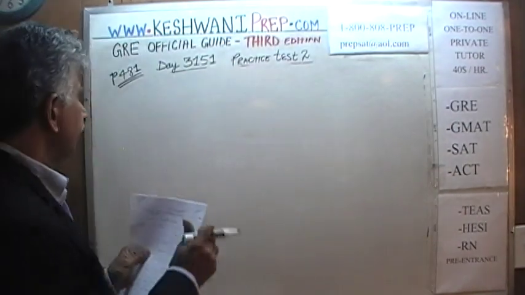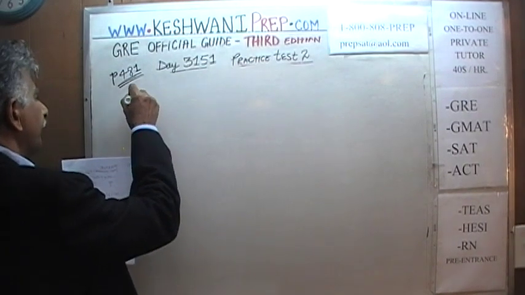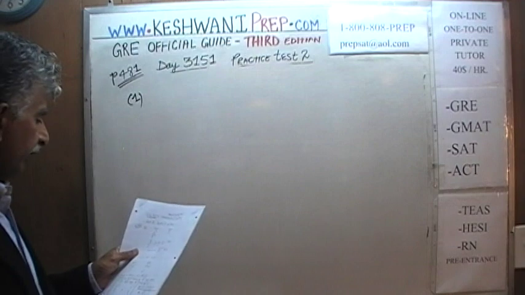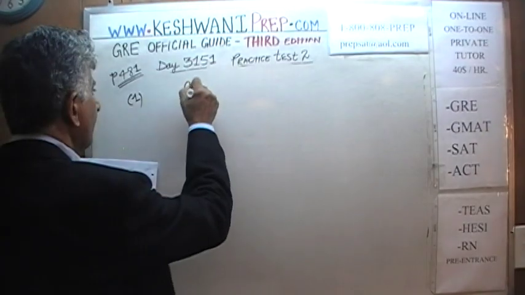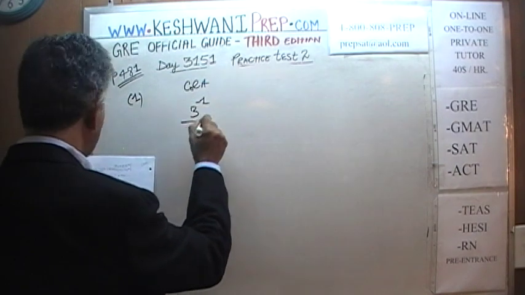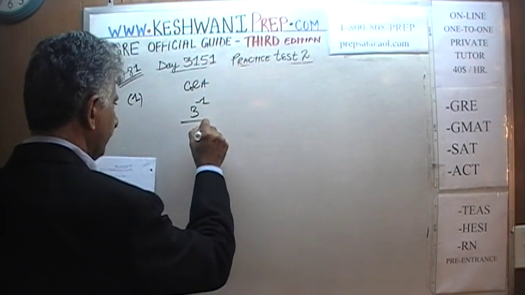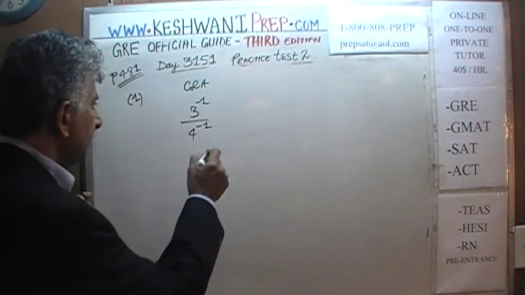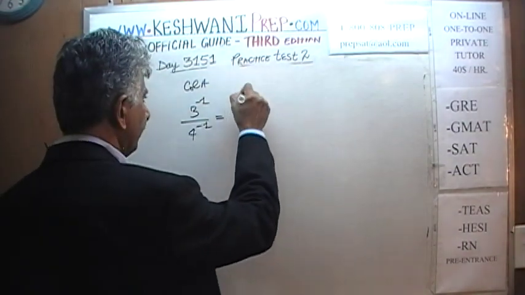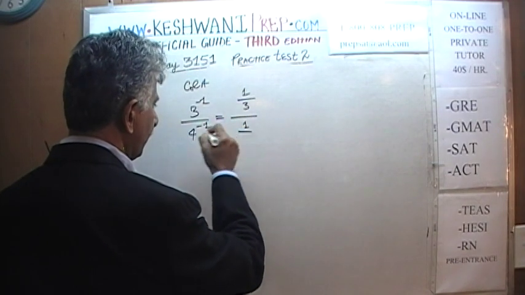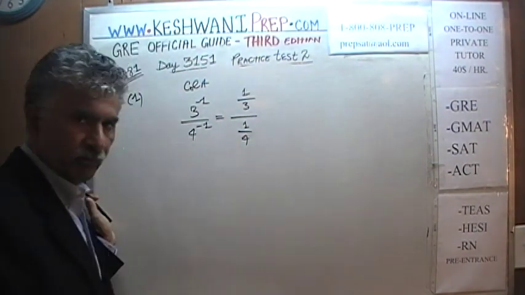Here's the first question. Make sure the book is in front of you and turn to page 481, column A. In column A, we are given 3 raised to negative 1 over 4 raised to negative 1. Let's work on this first before we worry about the second column. 3 raised to negative 1, of course, we know is the same as 1 over 3. And 4 raised to negative 1 is just 1 quarter, 1 over 4.